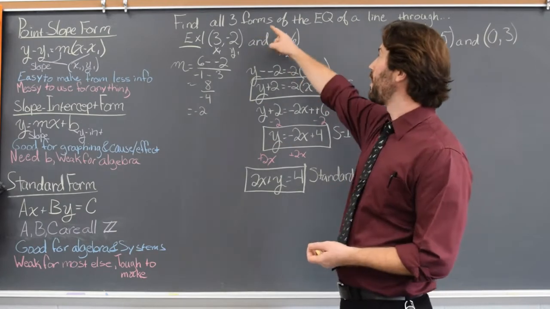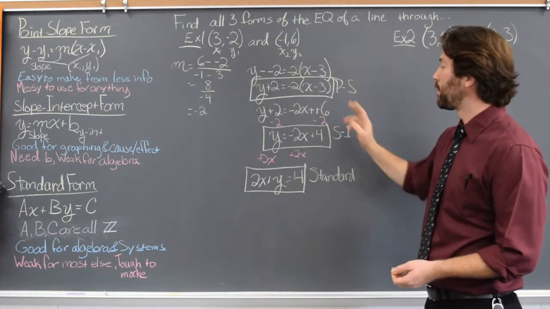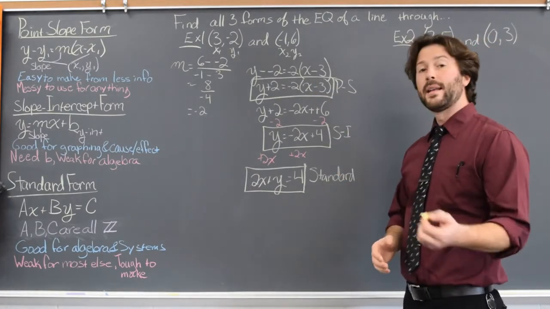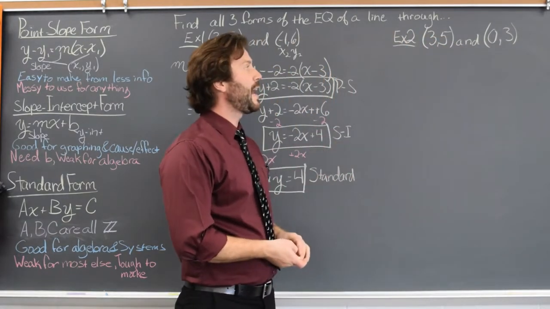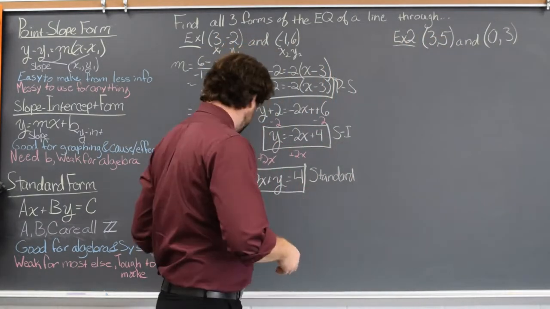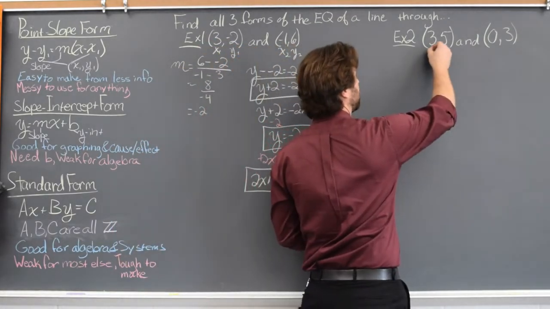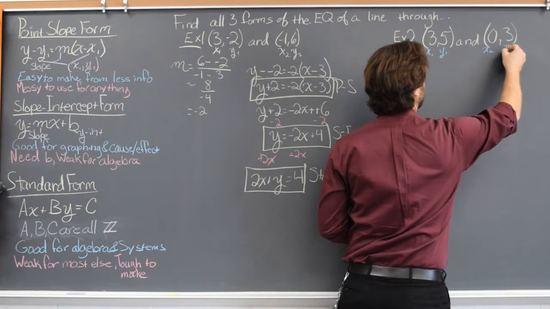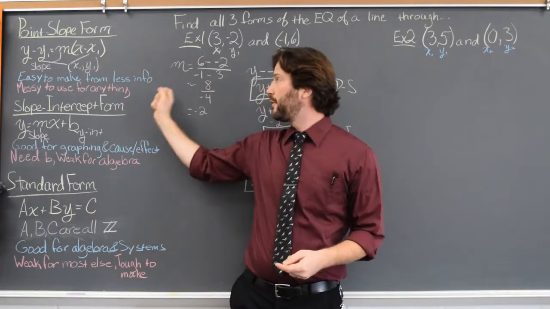So we were asked to find all three forms of the equation of a line through these points. Here we go. Here's point slope, here's slope intercept, here's standard. Okay? Now let's take a look at another one. Here we have 3, 5, and 0, 3. Now we're going to start out the exact same way. We're going to label those points x1, y1, and x2, y2. Then we're going to use those points to find the slope.